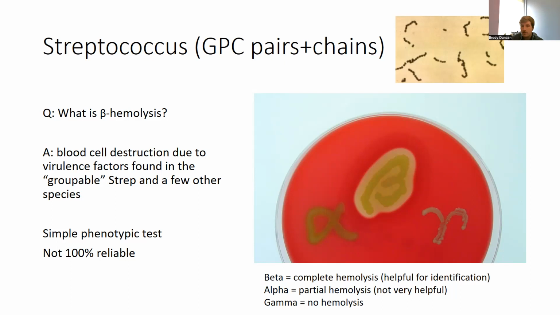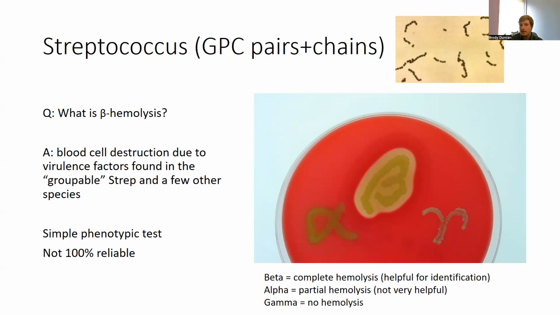On the left, we have an alpha for alpha hemolysis. That's the abbreviation for when you just have a partial hemolysis. There's a bit of red blood cell destruction, so you get this kind of greening, but it's not clear the way beta hemolysis is. This is actually not that helpful, mainly because there's so many different types of strep that can do it.